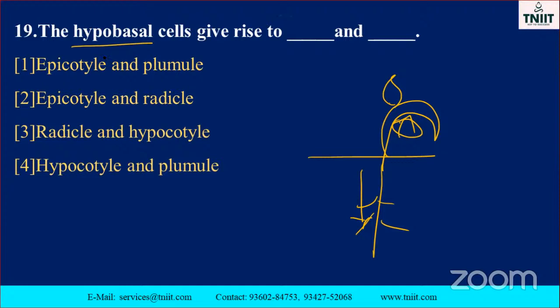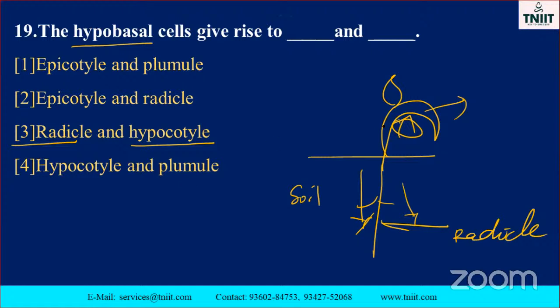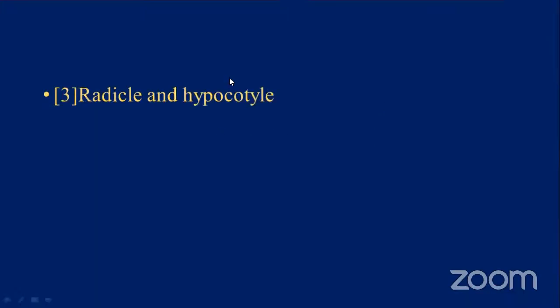So they ask, the hypobasal cell gives rise to, which one is the correct answer? The radicle and the hypocotyl. They are given as epicotyl, which is the upper part. Hypobasal means below, isn't it? So the radicle comes. Hypobasal means below the soil only, and this part is called the radicle. Hypocotyl means the part above. So this one is the correct answer. These three will not come. What is the next one?